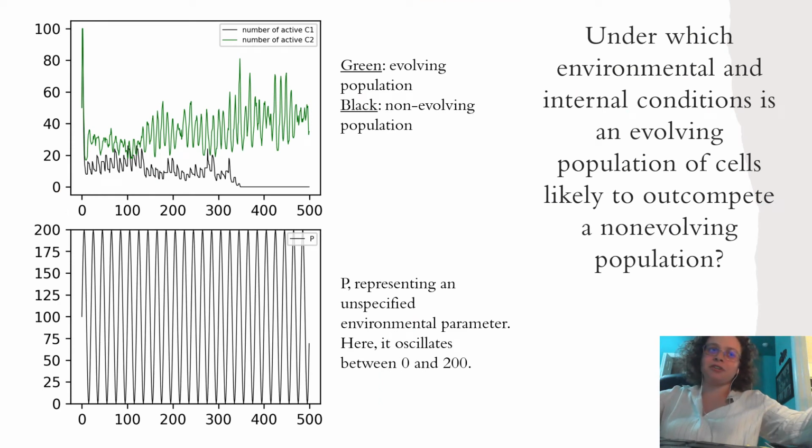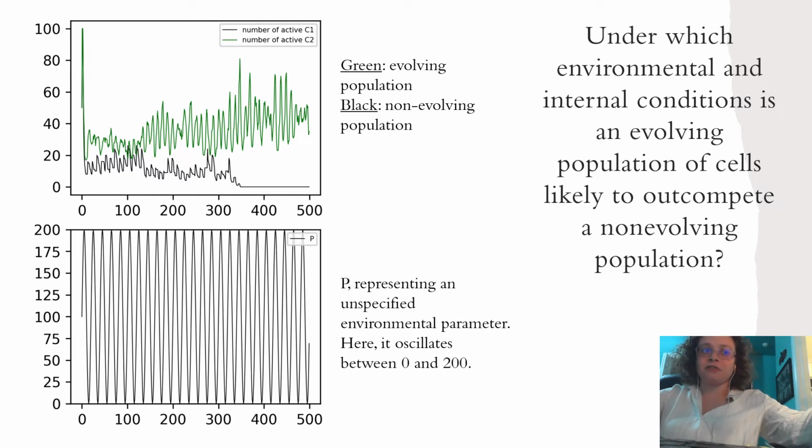The question we sought to answer for this project was, under which environmental and internal conditions is an evolving population of cells likely to outcompete a non-evolving population? We produced graphs to compare the populations of evolving and non-evolving cells after a set amount of time during which the environment was changing. Altering various parameters changed the output of the graphs.